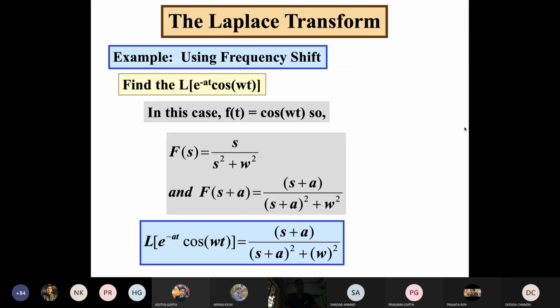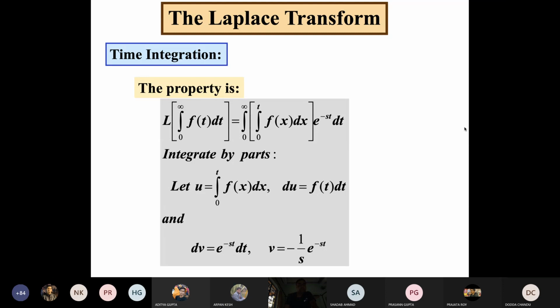So e to the power minus at cos omega t is? S will be converted to s plus a. That's right.